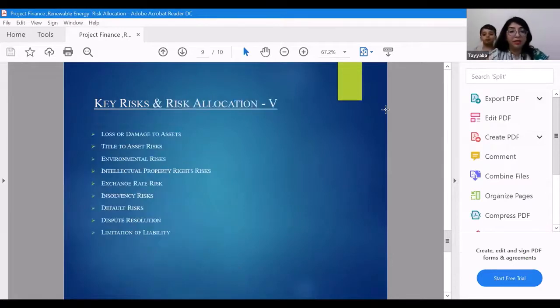This is the last slide, and these are some other risks which we pay attention to. I think among these risks, exchange rate risk is there, which is important to talk about.